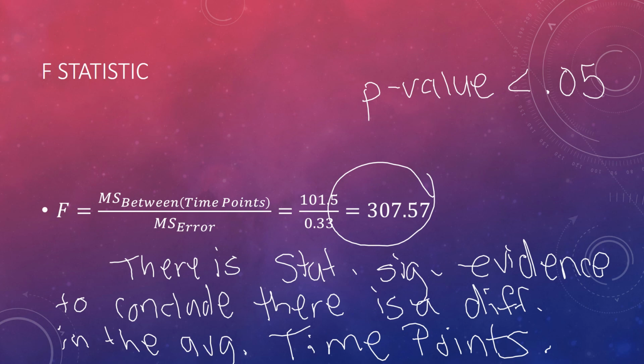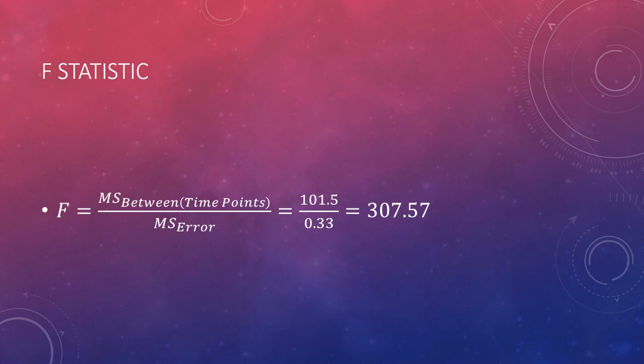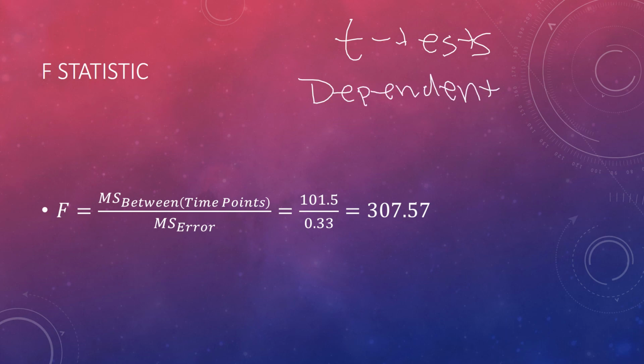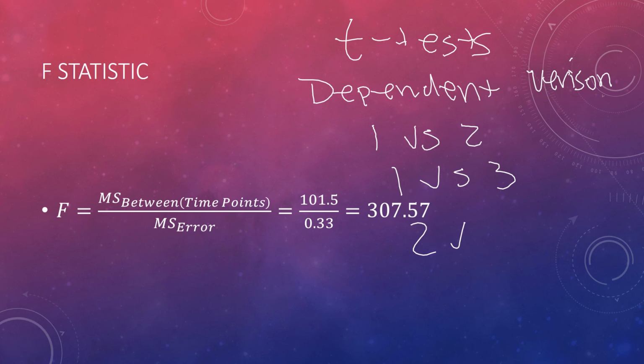And so if you write this out, the last thing you might want to do is do a follow-up t-test. And because it's paired, you want to do the dependent version. And so you want to compare 1 versus 2, 1 versus 3, and 2 versus 3. That would be your last step.